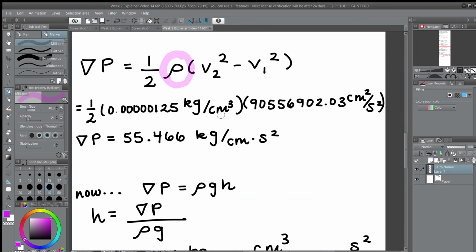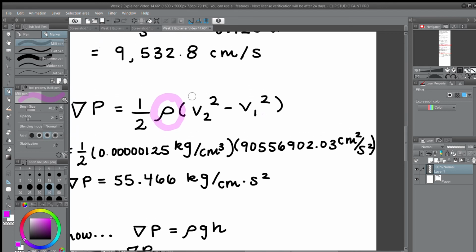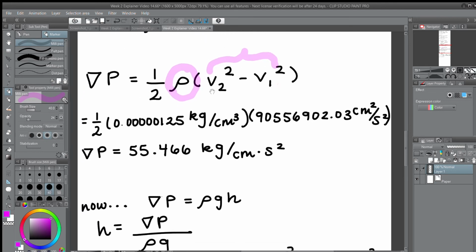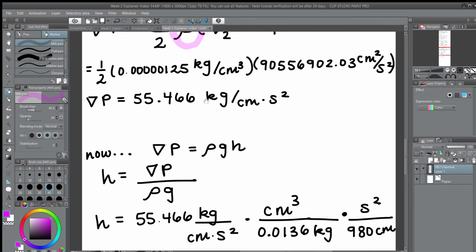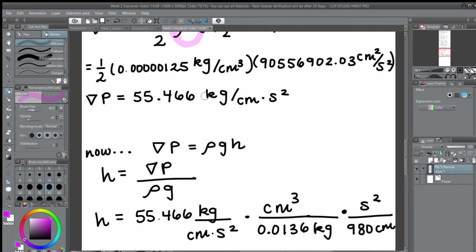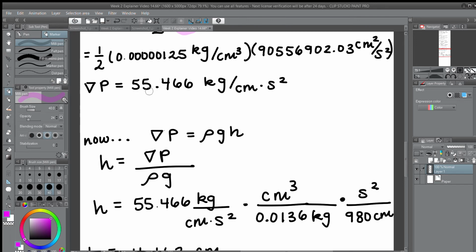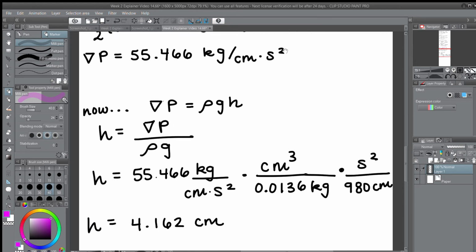So you had to use air, and it also makes sense that you'd use air because we had the difference in two velocities here, which were immediately in correlation to the speed of air in this system. So the change in pressure came out to be 55.466 kilograms per centimeter times second squared.